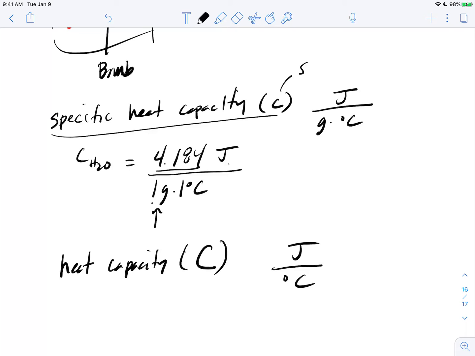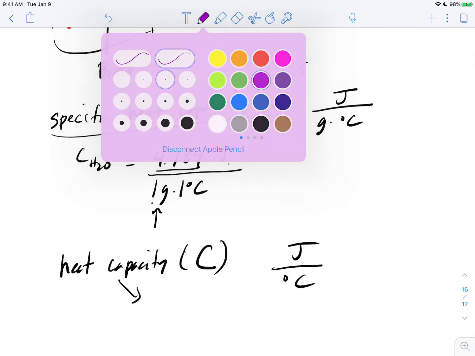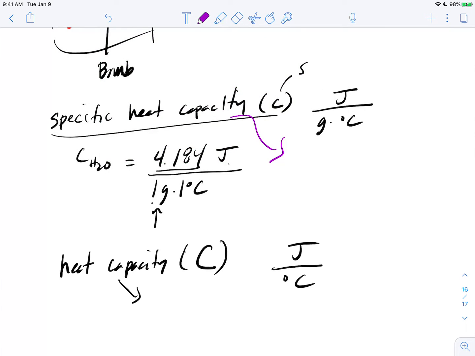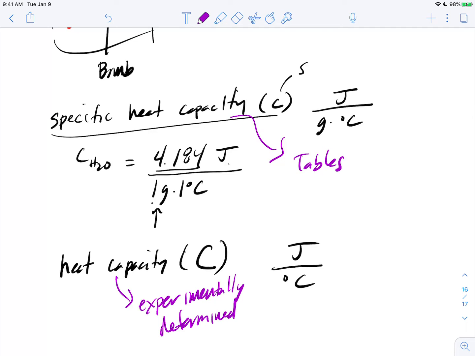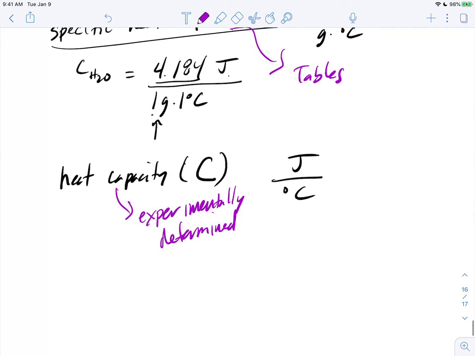And so the difference is you can determine the specific heat capacity. This is provided in tables. So this doesn't change. It is the same. In each situation, the heat capacity is not given, it is experimentally determined each time you do an experiment.